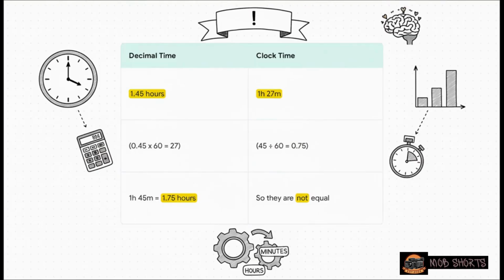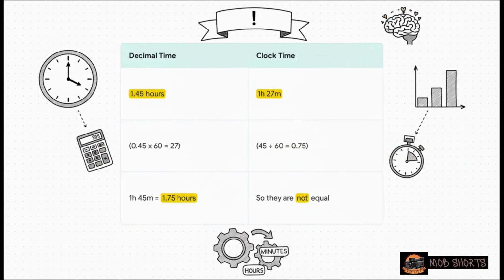So why? Why aren't they the same? Well, here's the thing you have to burn into your brain. Time is not based on 100. Our whole number system is, but time is based on 60. There's 60 minutes in an hour, right? So that decimal part, the 0.45, isn't 45 minutes. It's 0.45 of an hour. To figure out what that is in minutes, you have to multiply it by 60. So 0.45 times 60 gives you 27 minutes. See? So 1.45 hours is actually 1 hour and 27 minutes.